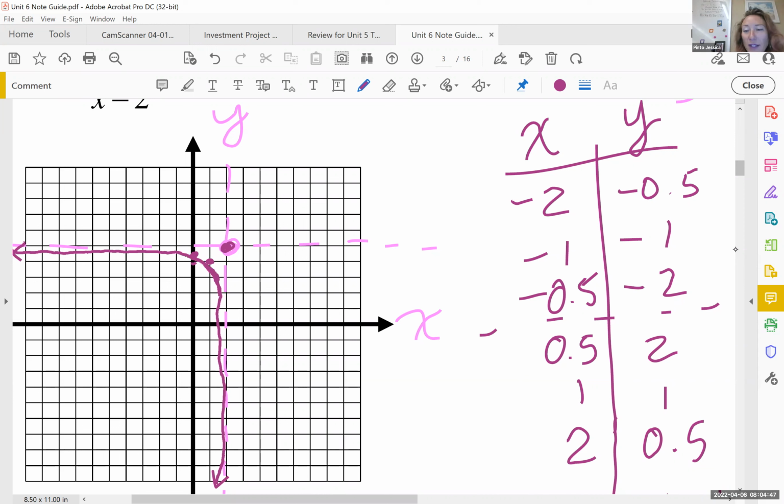Okay, on the other side, I'm going to start at 0.5. So I'm starting at my origin. I'm going to go half a unit to the right, and then I'm going to go up 2 units. 1, 2. Then I'm going to go 1 unit to the right and up 1 unit. So finally at a special ordered pair. And then I'm going to go over 2 units and then up half of a unit. And then again, right next to my asymptotes, drawing those arrows to connect.